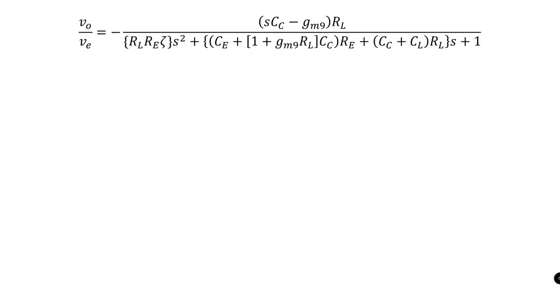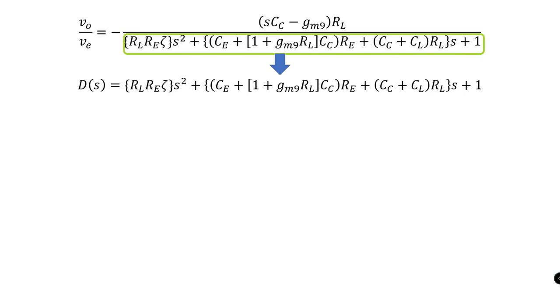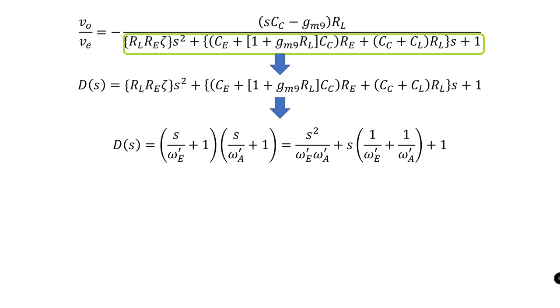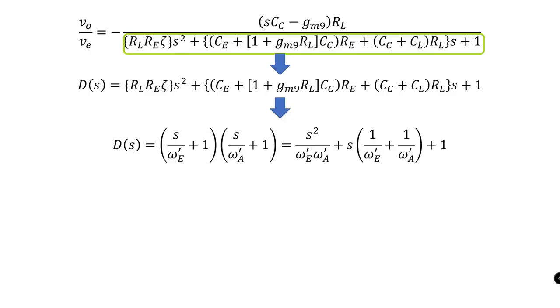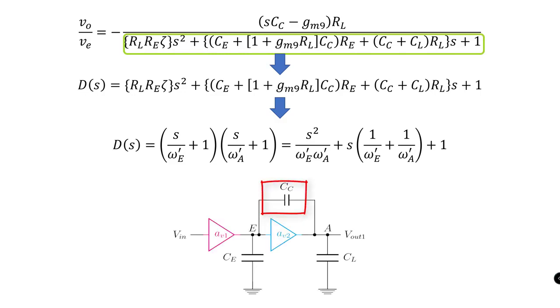Now, let's first focus on the denominator polynomial, which I separated out from the transfer function and labeled as D(s). As you could note, this D(s) is a second order polynomial, meaning that this D(s) would then represent two poles. Let me denote the poles as omega E prime and omega A prime. Note that the prime notation here denotes the new pole expressions that we end up with after placing the Miller capacitor around the second stage.